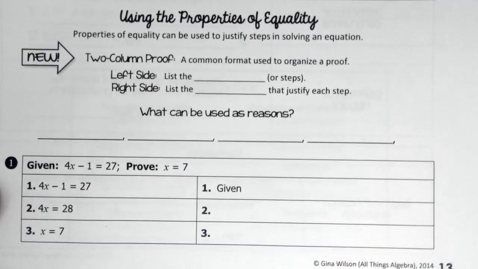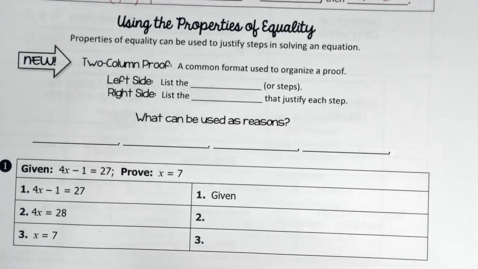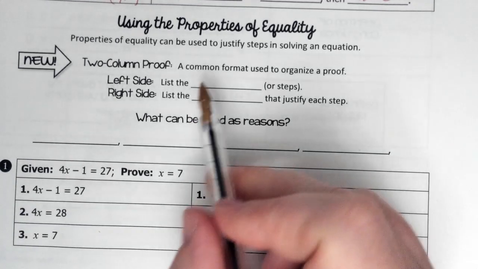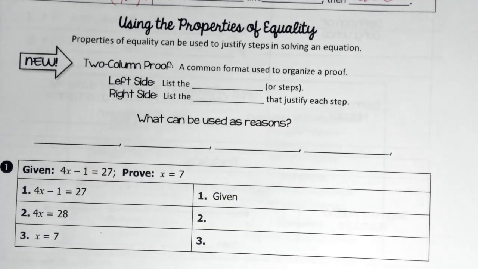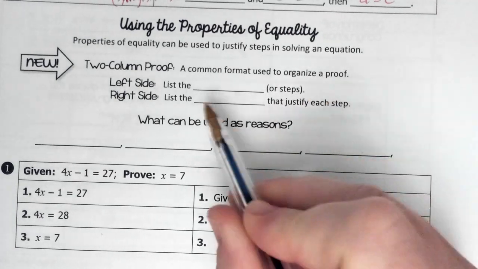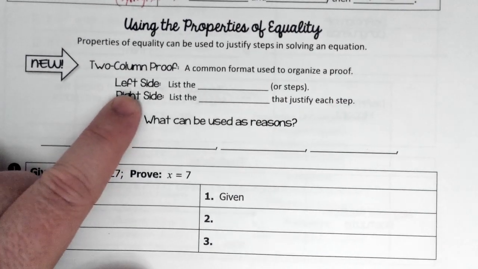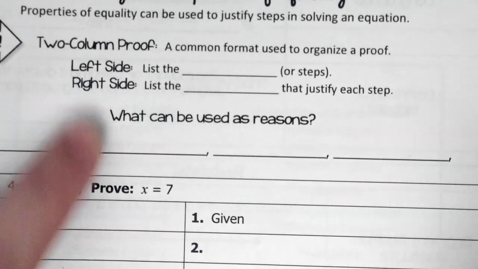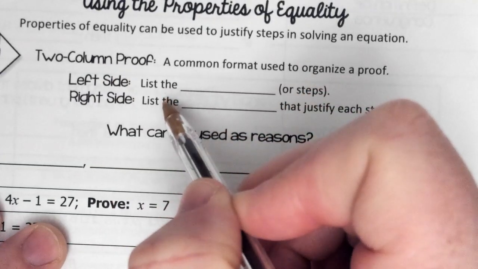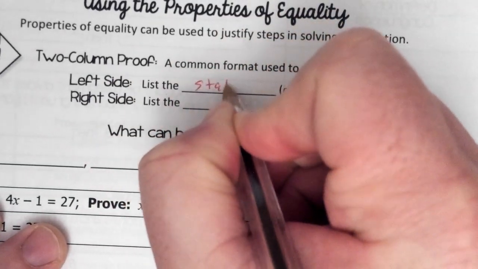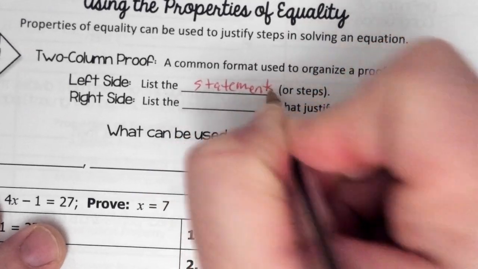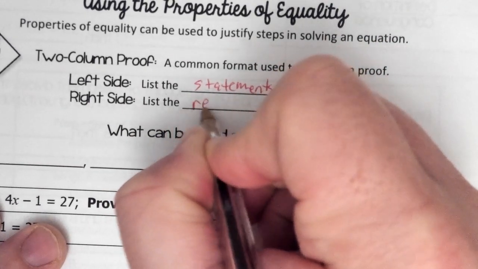Two-column proofs. So we're going to be doing a lot of two-column proofs. All right, two-column proofs, a common format to organize a proof. So this is going to be used all the time, and that's what we're going to be practicing with. The left side lists all the statements, and the right side are all the reasons.